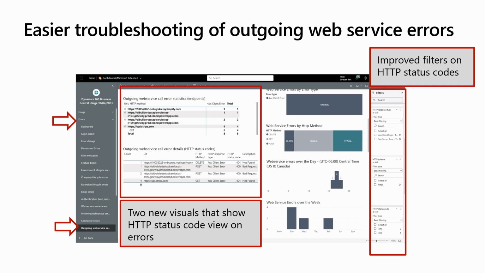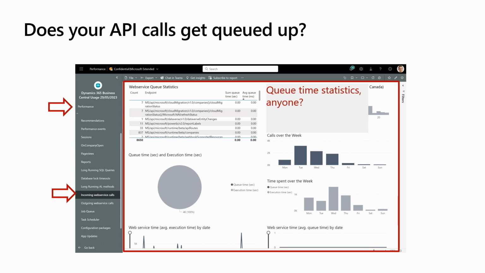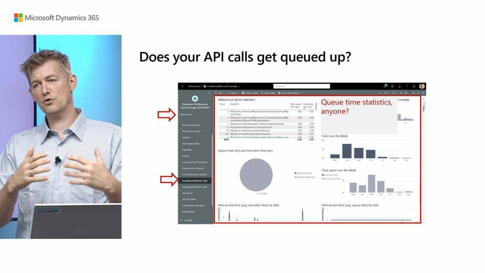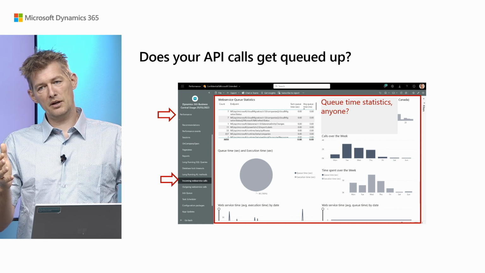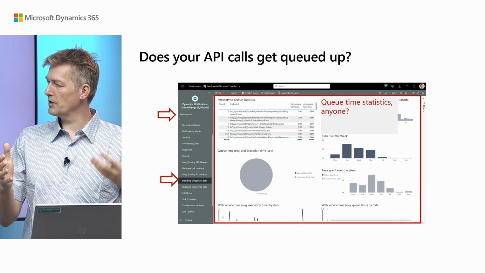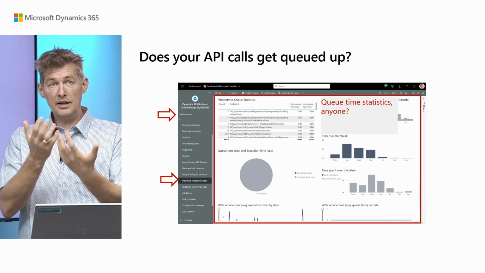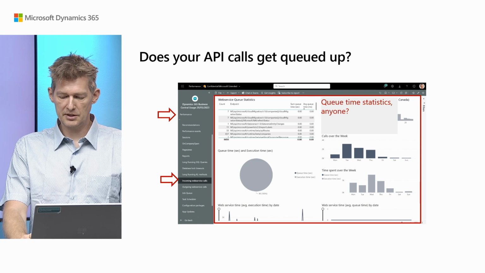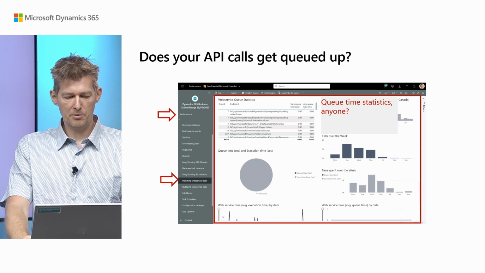Same goes for outgoing web services. You also get this new filtering and status code visuals. And then in the last release, or actually some releases ago, we added a queue for incoming web service calls. Because if you are flooding the server with a lot of calls, we want to make sure that the server survives, and we just can handle things as available resources become available. This queuing time is now also showing up in telemetry, so you can see queue time statistics both in telemetry and in the Power BI reports.